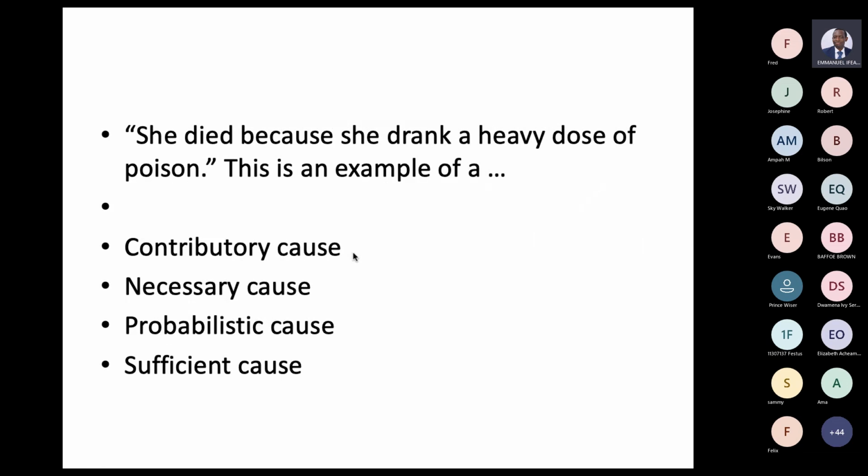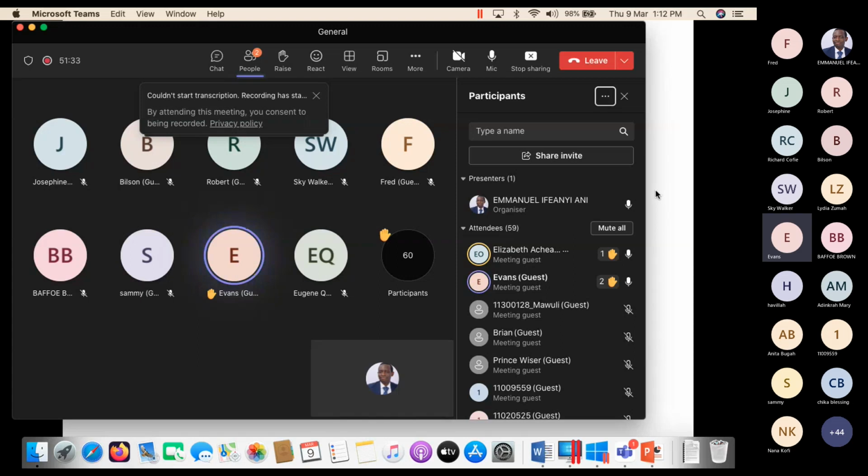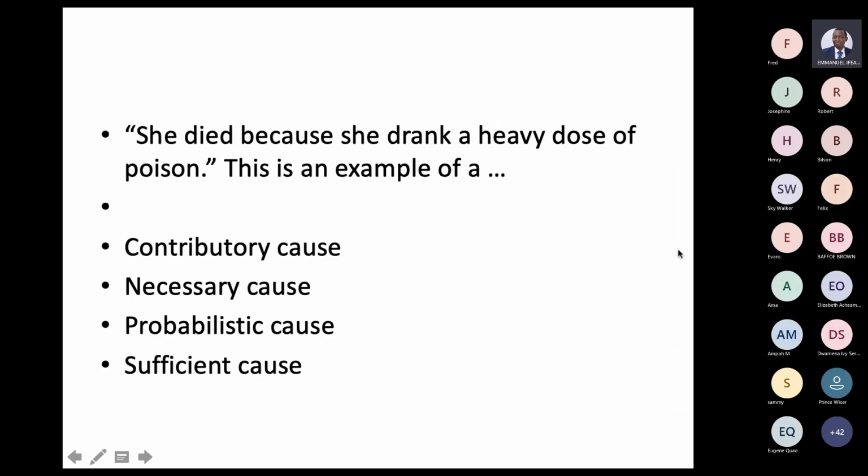She died because she drank a heavy dose of poison. This is an example of what? Sufficient cause or necessary cause? She drank a heavy dose of poison, dying from a heavy dose of poison. That sounds more like sufficient cause.